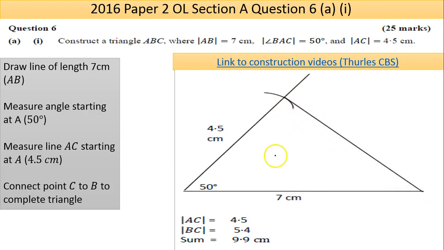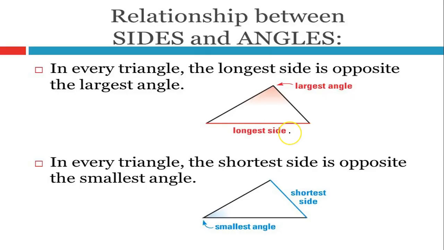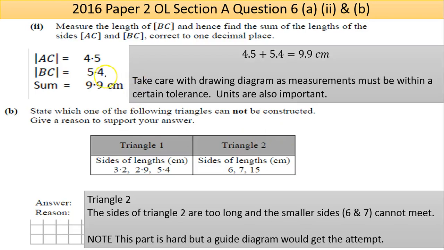I don't have a ruler here, I've not drawn to scale, but the answer is built in here. It's 5.4. Now, the sum of AC and BC is 5.4 plus 4.5, and you get 9.9. Your values may differ from what was here by 0.1 or 0.2 of a centimeter. That's fine, there's a tolerance level. Just be as accurate as you can.